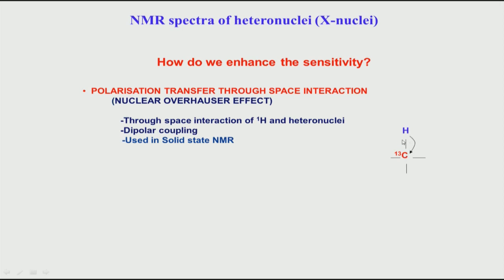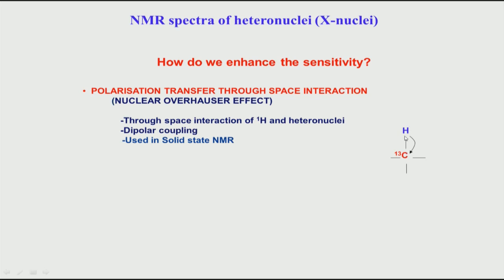One bond distance in molecules is how much? It is about 1 to 1.5 angstroms. So, I can use that short distance, and remember, both of them are spin half nuclei, which means they are magnetically active nuclei. What does it mean? It means they have a dipole moment.